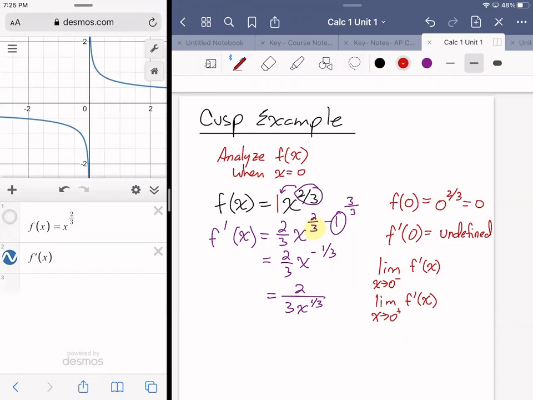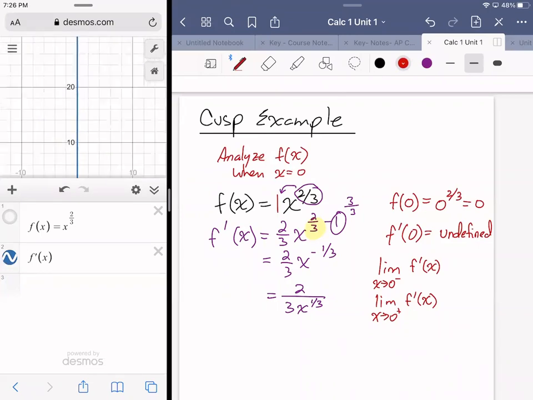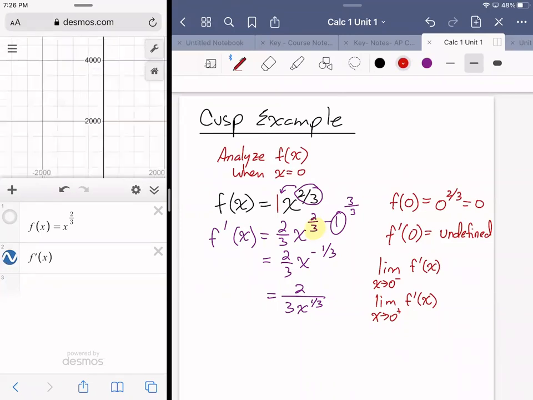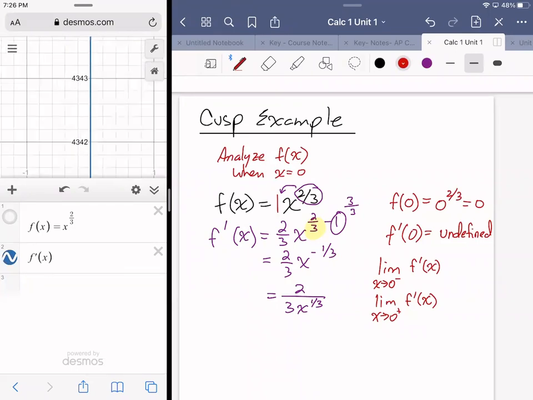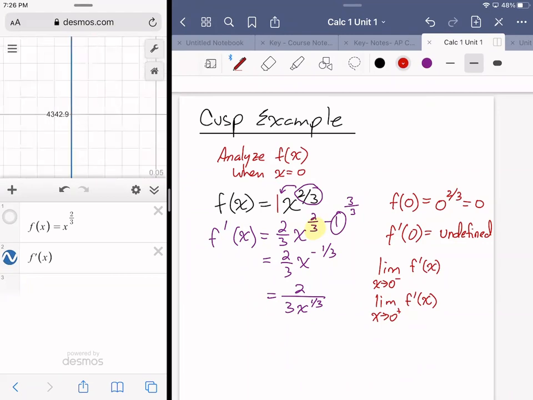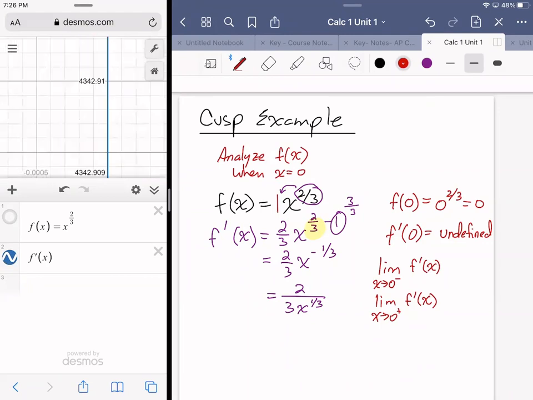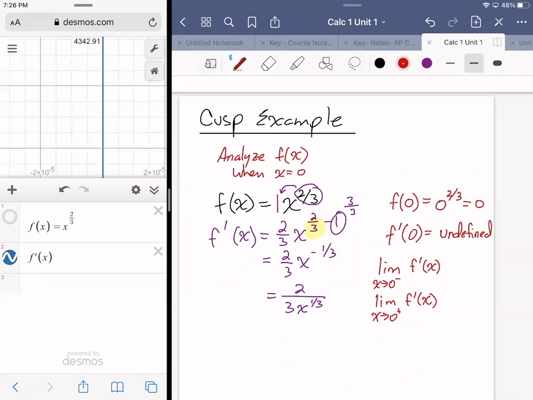If I look at my derivative graph going from the left, as I get closer and closer to 0, it does appear that I'm going down forever. As I'm coming in from the right, it does appear that I'm going up forever. If you're not sure, you just zoom out a lot, zoom back in until you see what's going on. I'm looking for one curve here. If I see 2 curves, then that means they're both going to the same kind of infinity, and that would be a problem. No matter how much I zoom in, I'm only seeing one curve.